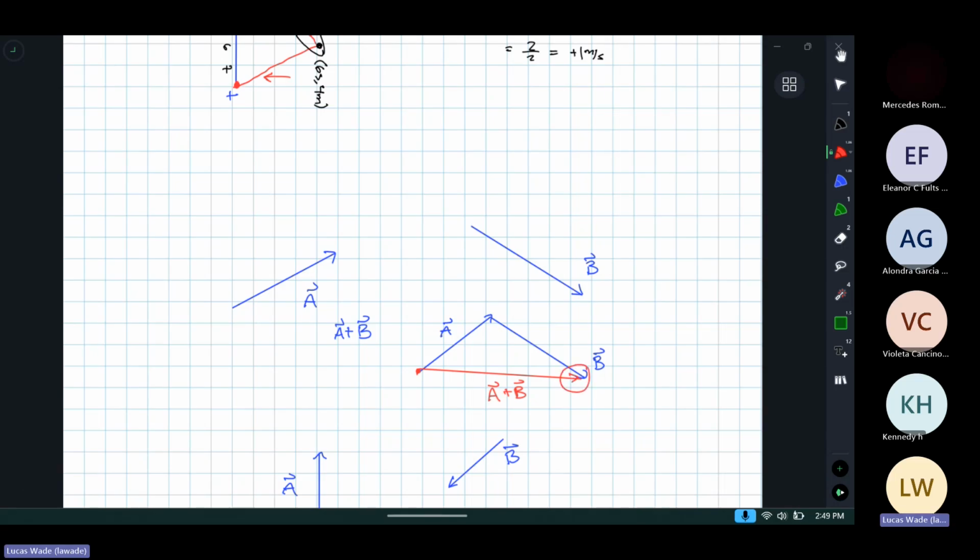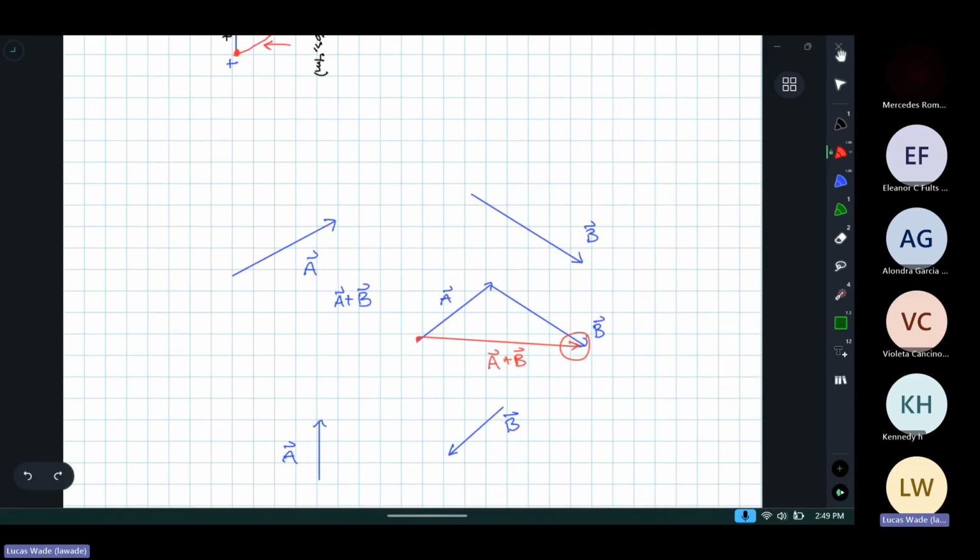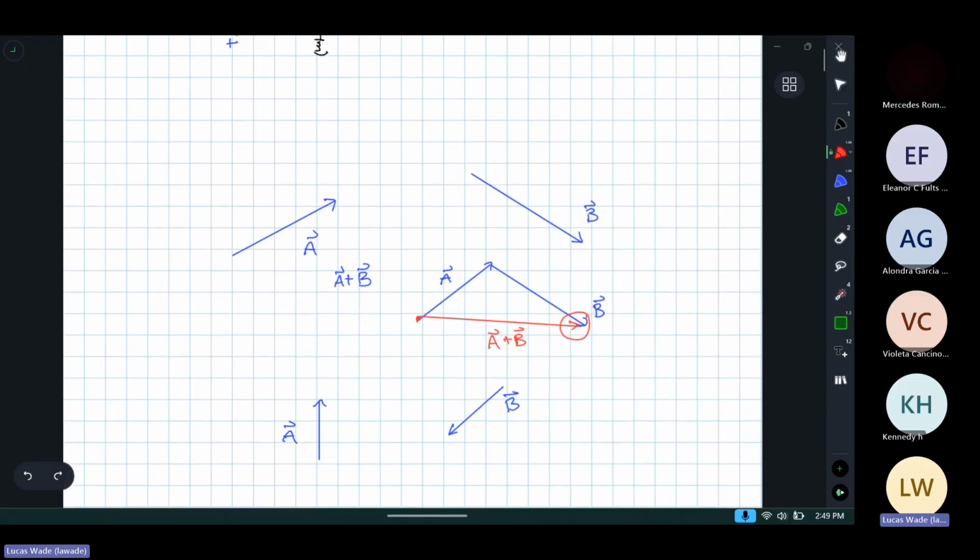The arrowhead goes to where I'm trying to get to, not where I'm coming from. I wouldn't say to get from the start of A to the end of B, I go this way. That would be to get back to my starting point. So be careful with your arrows.